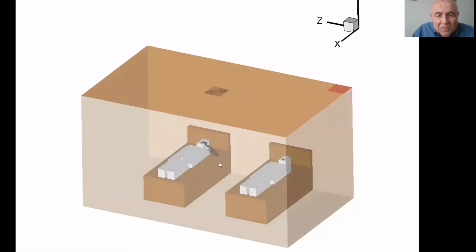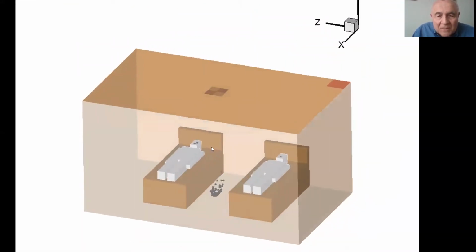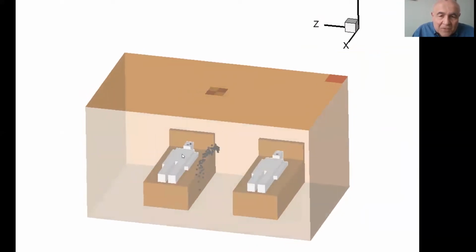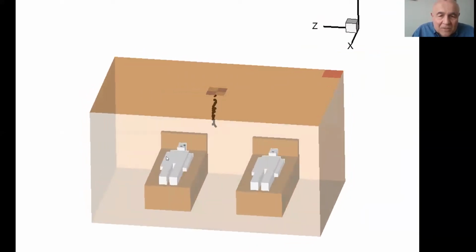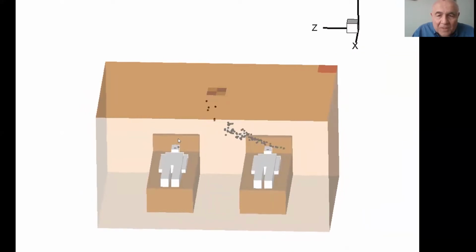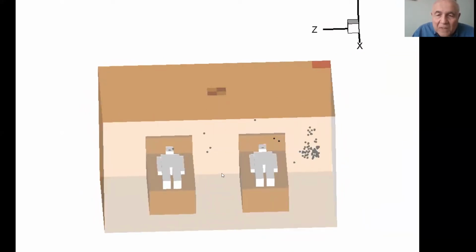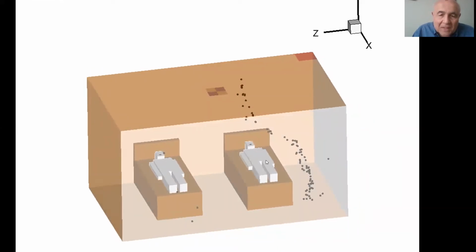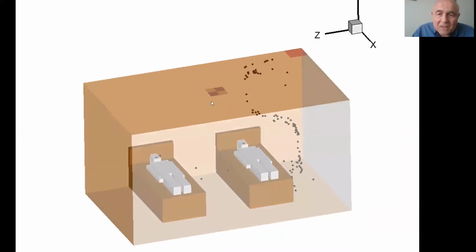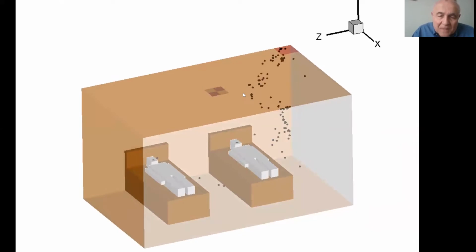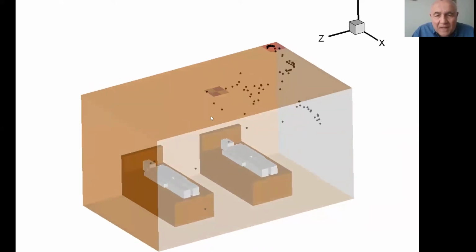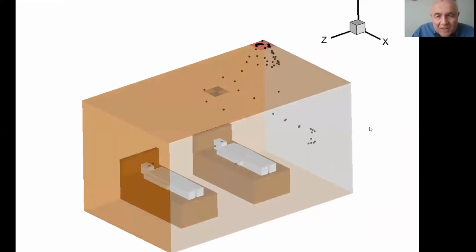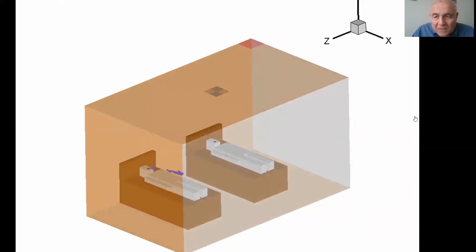This is a kind of hospital room. There are two patients here, and one maybe has some infectious disease, and he talks or coughs here, and some of the droplets emitted move around the room. And the question is, what is the probability of the other person getting infected? This is a mixing ventilation. We have tried it with displacement ventilation and so on. And the goal is to optimize this in some way.